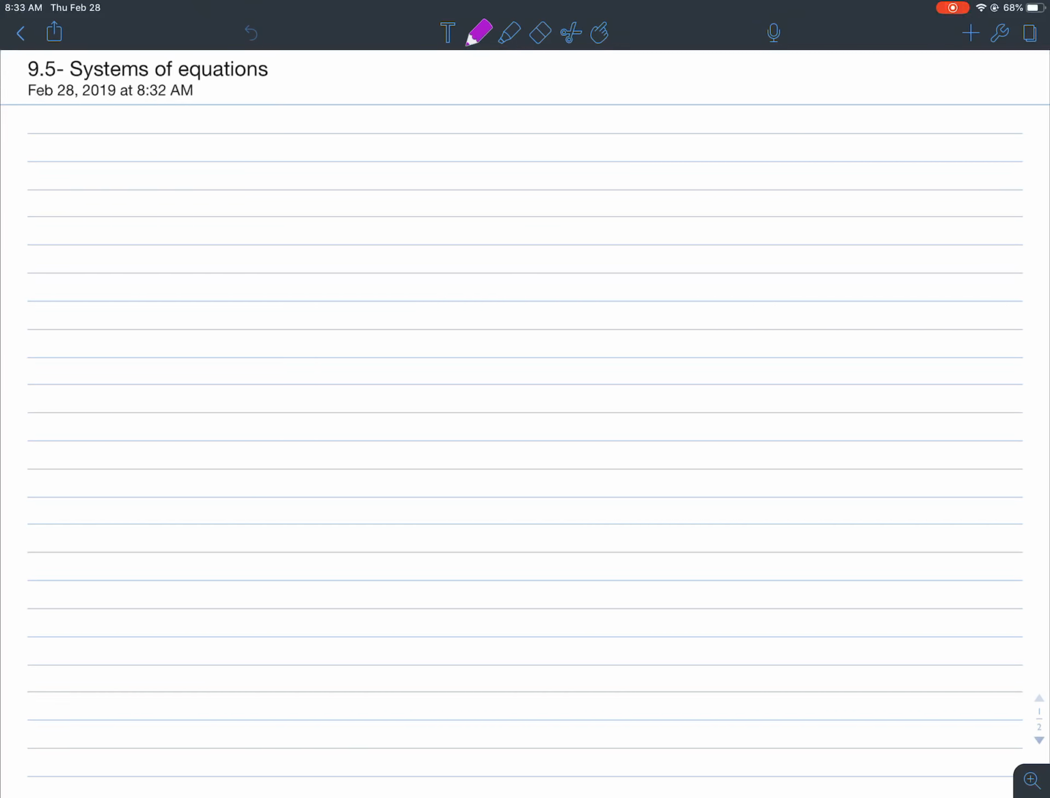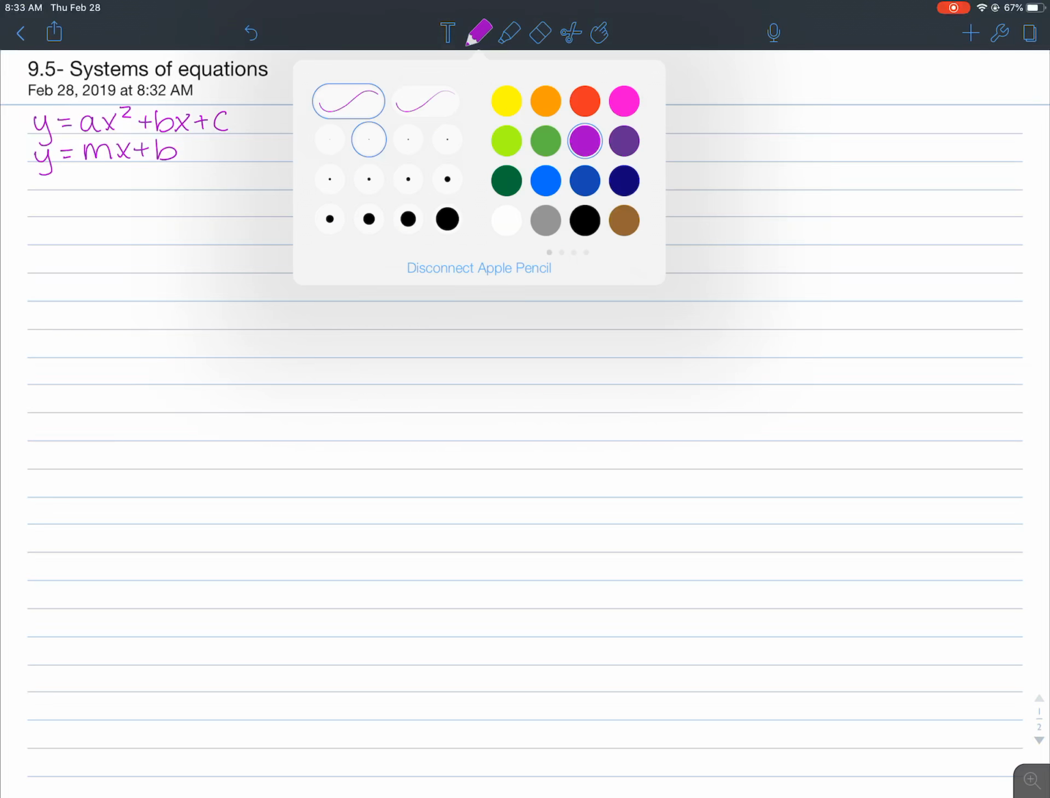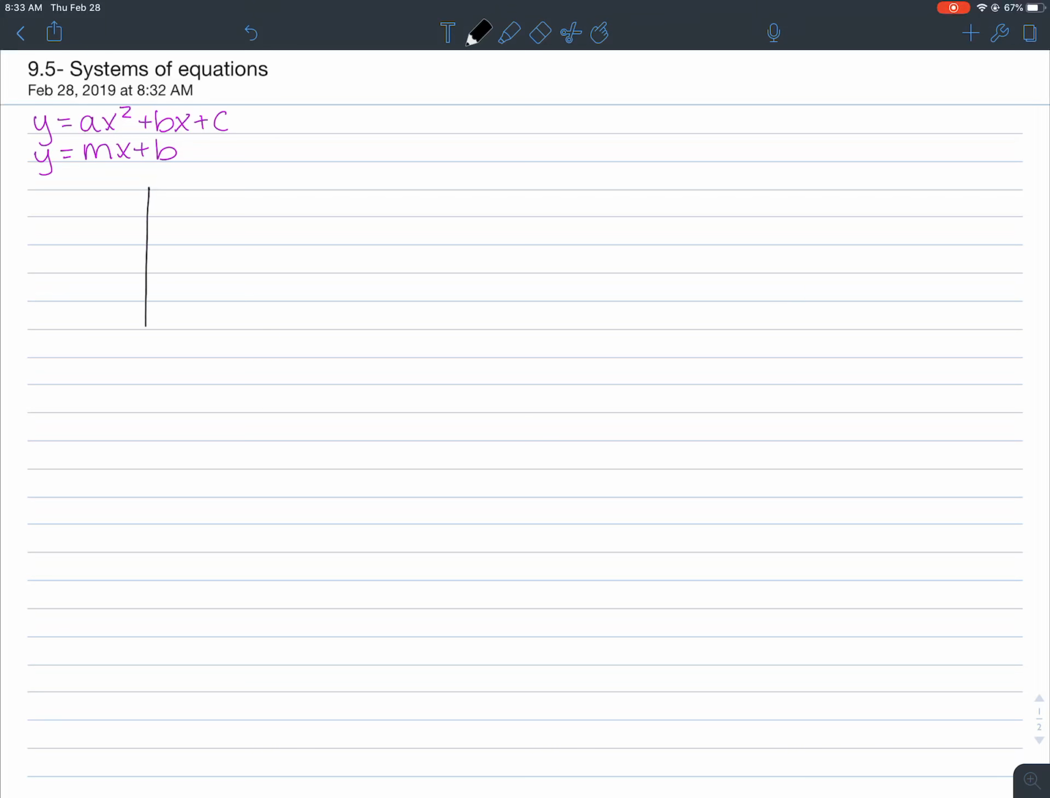All right, so today we are doing lesson 9.5, which is dealing with systems of equations. However, this time, instead of having two linear lines, we're going to have a quadratic, and this is our standard form, and then also one linear line. So if we look at a graph of these, then we kind of have three different circumstances that could happen.